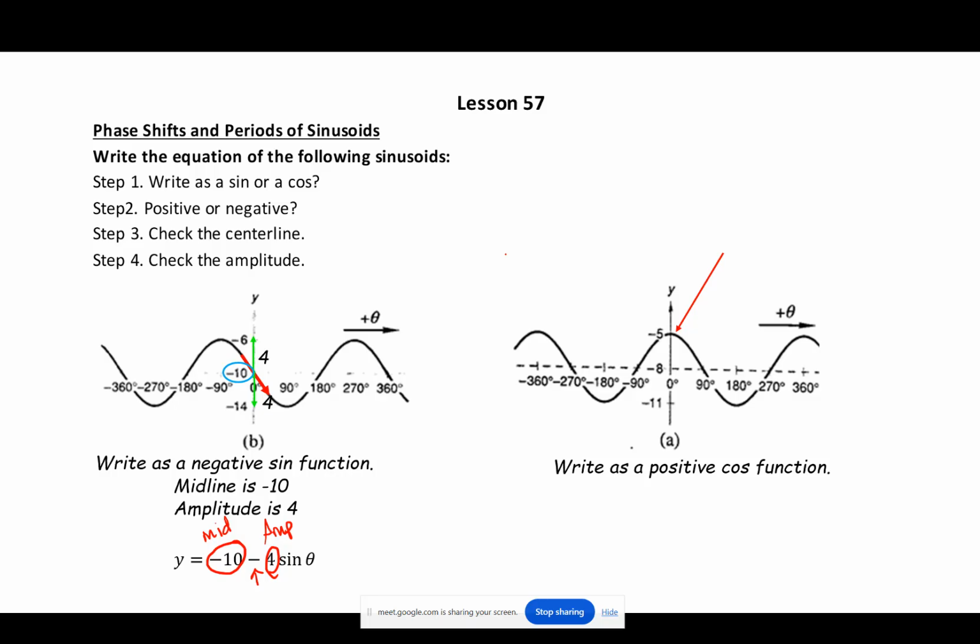So the midline, if you take a look, is at -8. And it goes up to -5 and down to -11, which means the amplitude is 3. And so we would write it this way. We would say y equals -8, the midline, plus 3, that's the amplitude, times cosine theta.